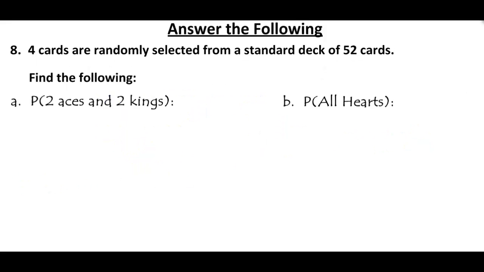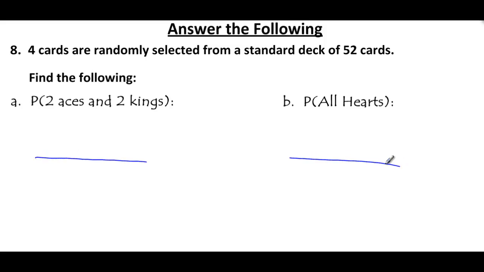Our last ones deal with cards. It says 4 cards are randomly selected from a standard deck of 52 cards. And I'm not dealing with a normal 5 card draw, just 4 cards. Find the following. Now, when it's written like this, again, this is our notation for probability.